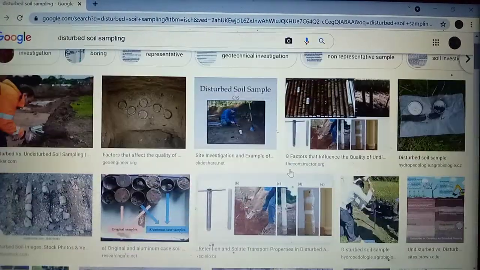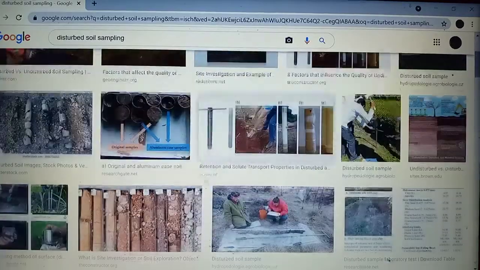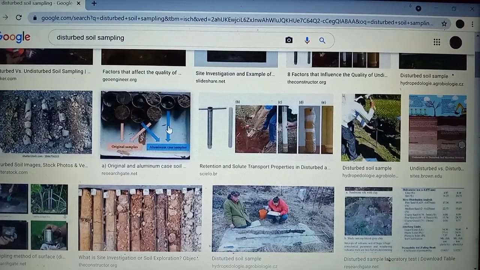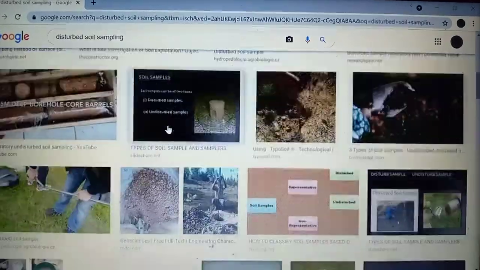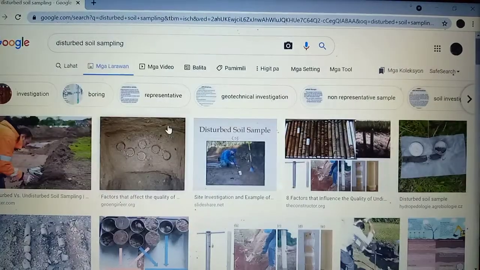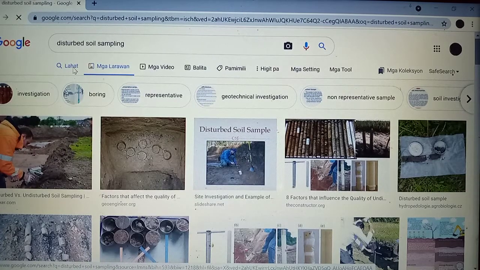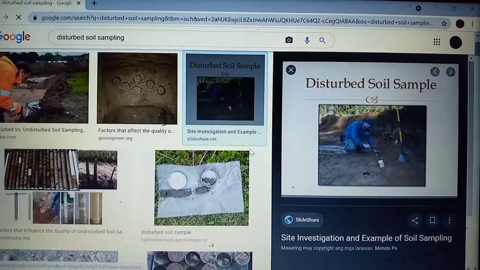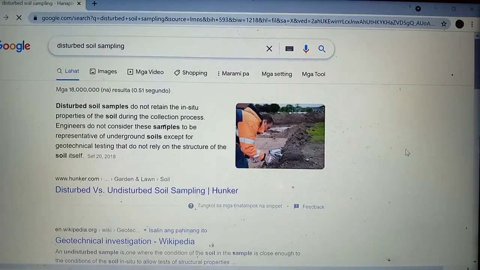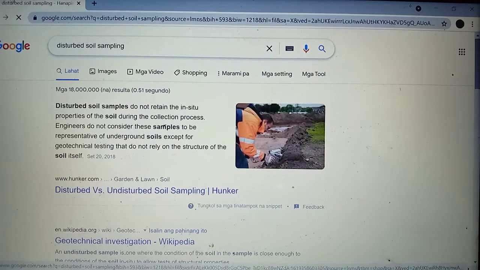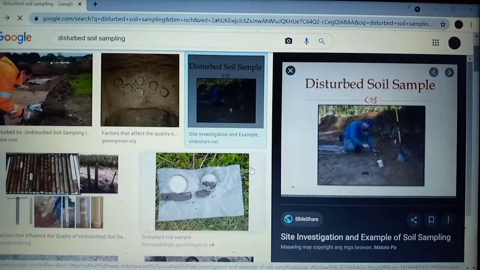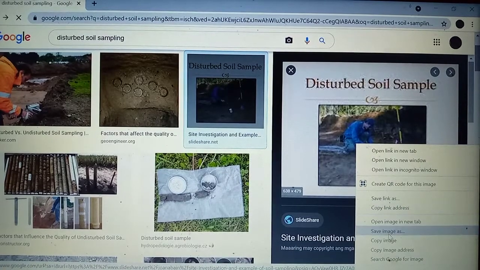Pasensya na. Meron akong video dati nito, na-delete ko lang accidentally. So, when we say disturbed soil sample, so it does not retain the in situ properties. Okay? So, parang ganito. So, yung kaibahan niya is, pwede siyang, okay, ito.